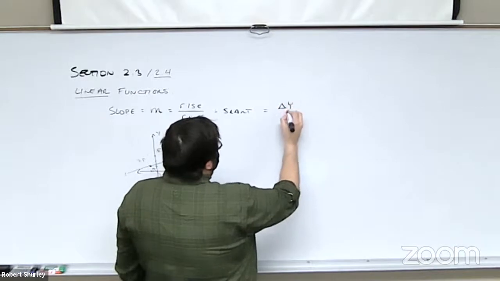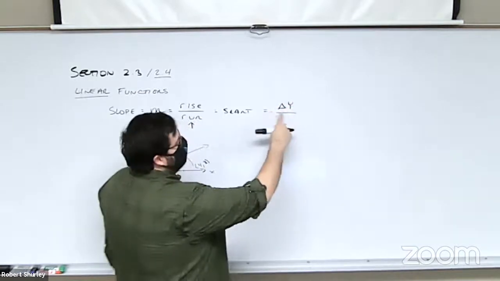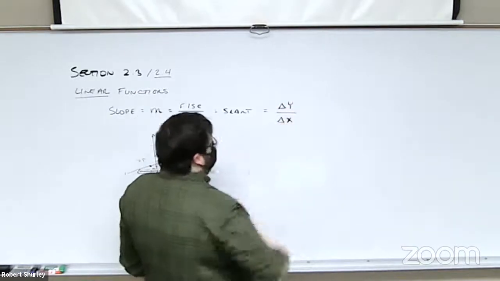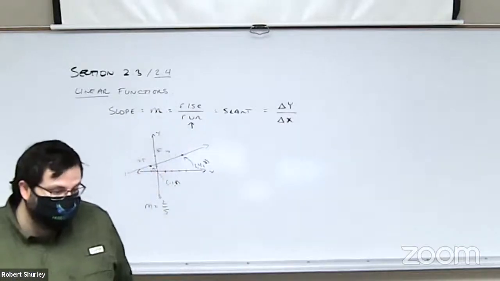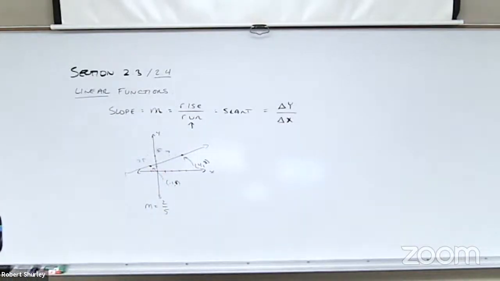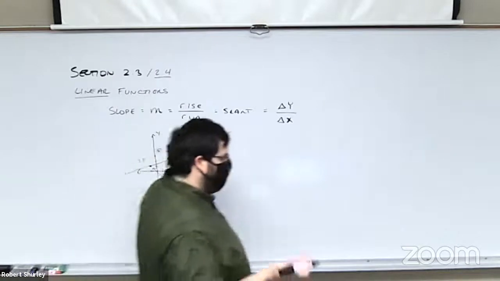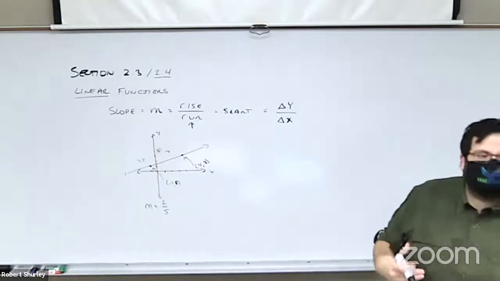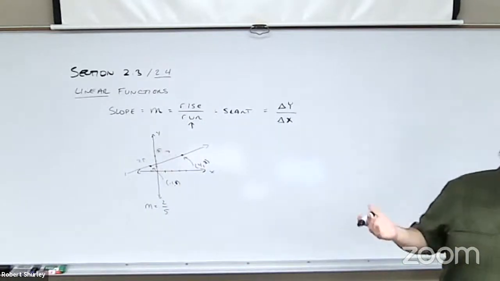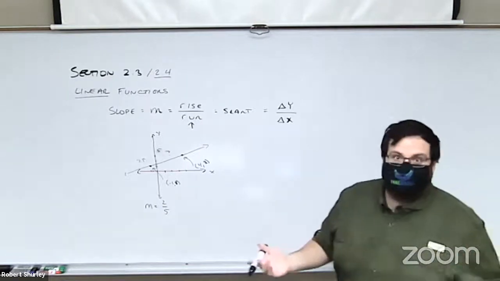Now we use delta for change in mathematics. So delta y over delta x. That delta means change, okay? So delta y over delta x is the change in the y over the change in the x. And the way we find change algebraically is just from subtraction.